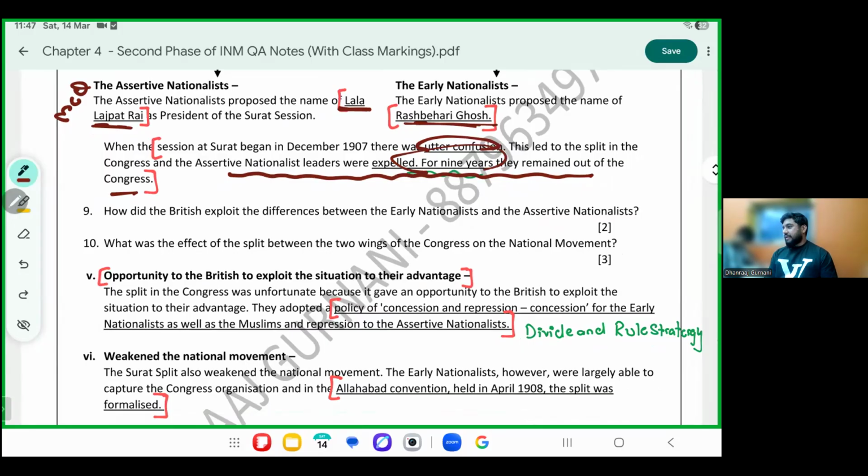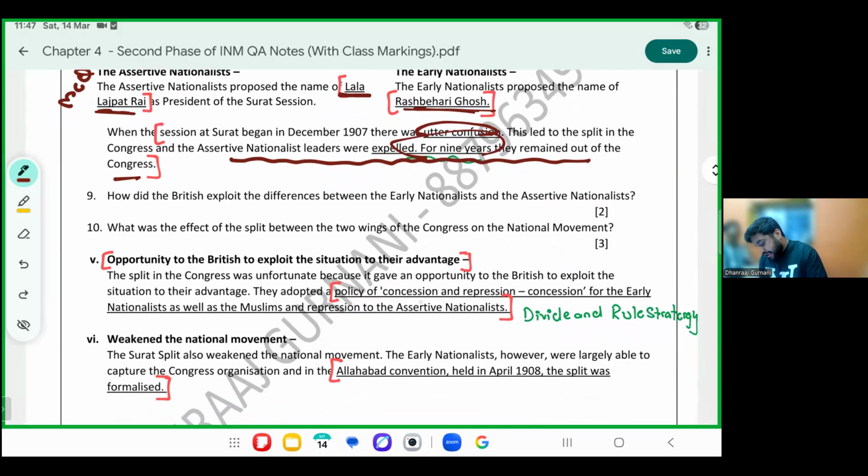They were recalled after 9 years, but that we will study in the next chapters: why were they recalled and how they were recalled. At the moment, the assertives are out. The time limit, no one knows. Only history will say, just like the current war. No one knows the time limit of the current war. Only time will tell how long it goes on. Like that, these guys are also expelled.